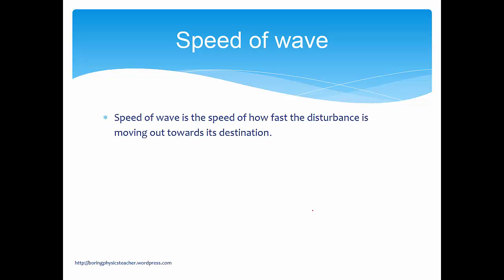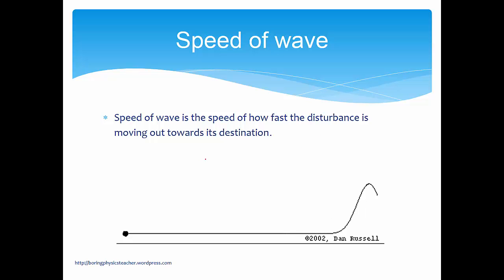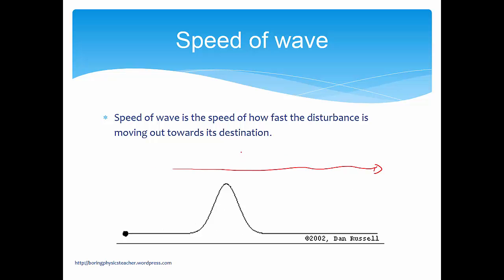Next, we'll introduce the idea of speed of wave. Speed of wave is the speed of how fast the disturbance is moving out towards its destination. It means something like this. So the disturbance is actually moving in a certain way, so it actually moves over here. So it is about how fast this disturbance moves.